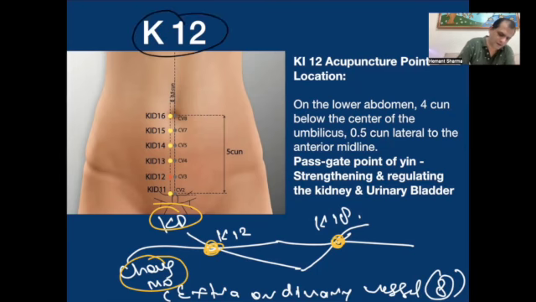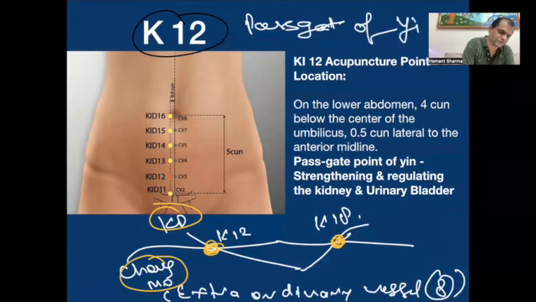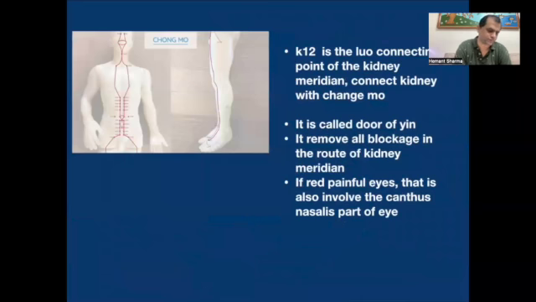Kidney 12 is the passgate point of yin. Okay, passgate point of yin. Number two, we can see here, the kidney meridian is passing. The Chongmo meridian is also going from there, right? So Kidney 12 is called the Leo connecting point. Why the Leo connecting point? Because it connects the kidney and the Chongmo.